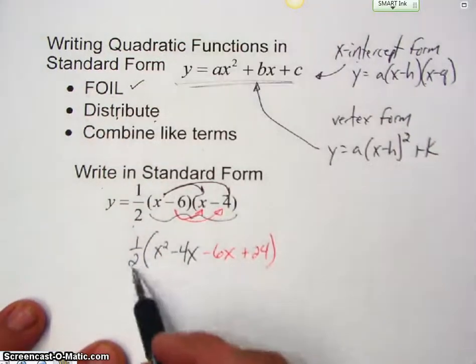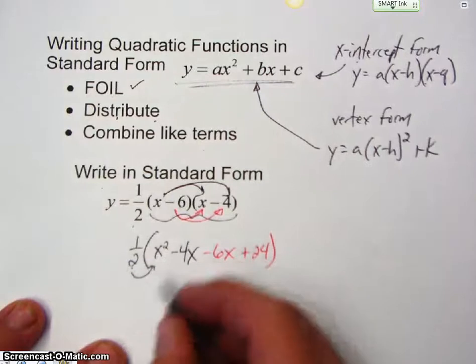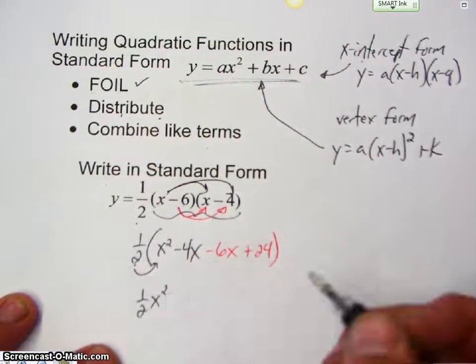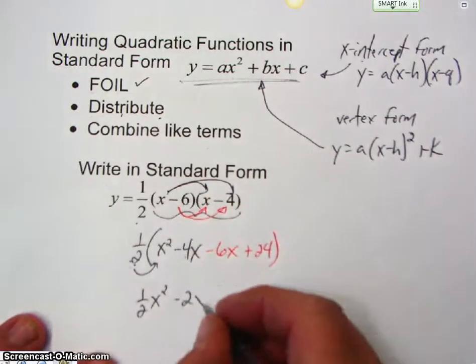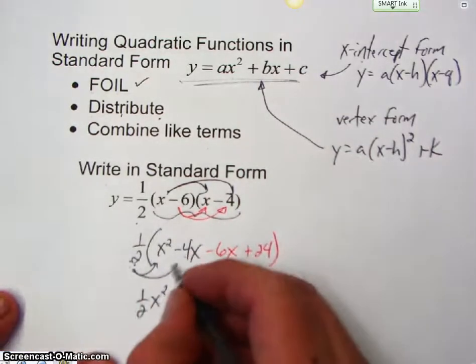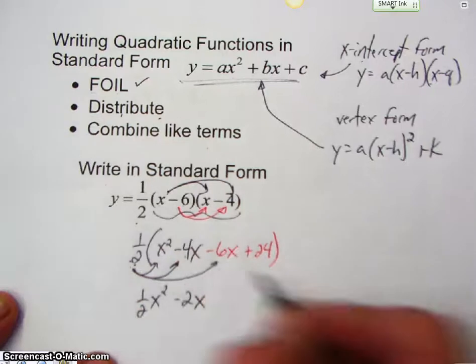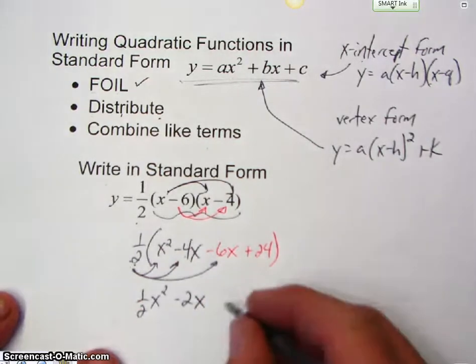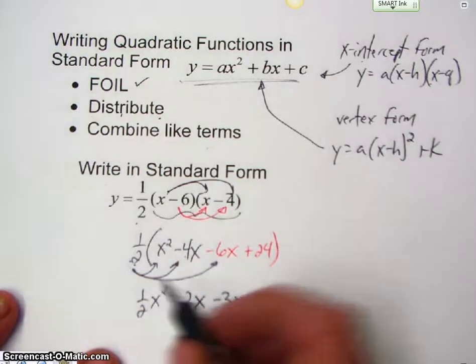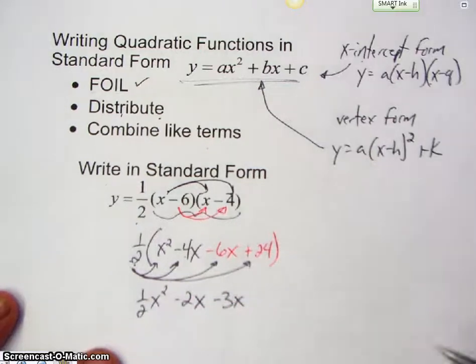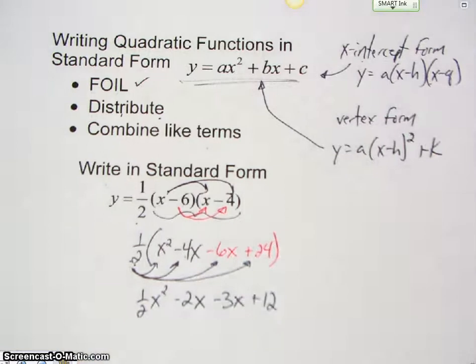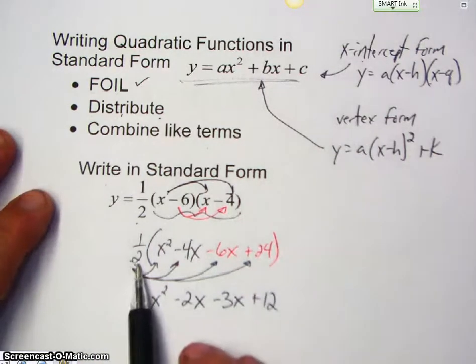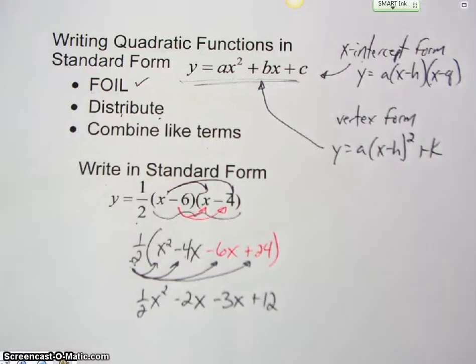Now we're going to take 1/2 and we're going to distribute that through. So 1/2 times that is 1/2 x squared. 1/2 times -4, which is -2x. Then we do 1/2 times -6, so -6 times 1/2 is a -3x. And then 1/2 times 24, so that is 12. So in other words, when I'm multiplying by 1/2, you're really dividing by 2, if you haven't caught on.